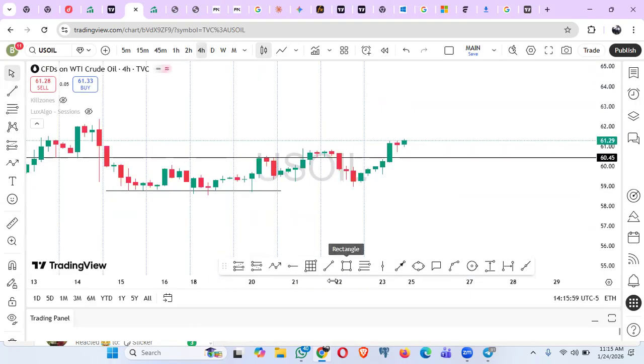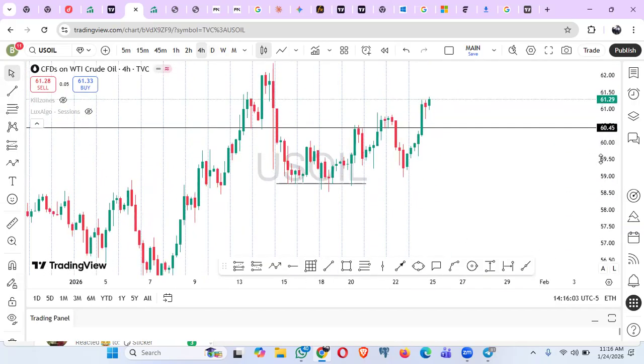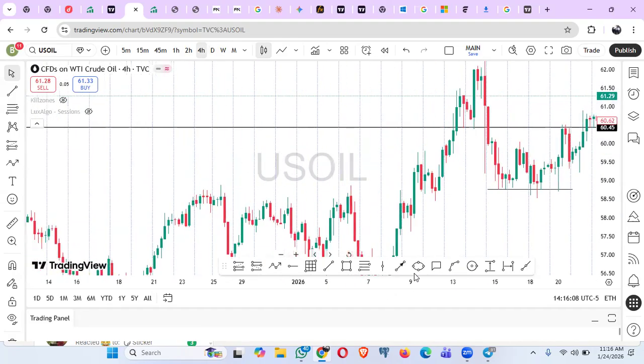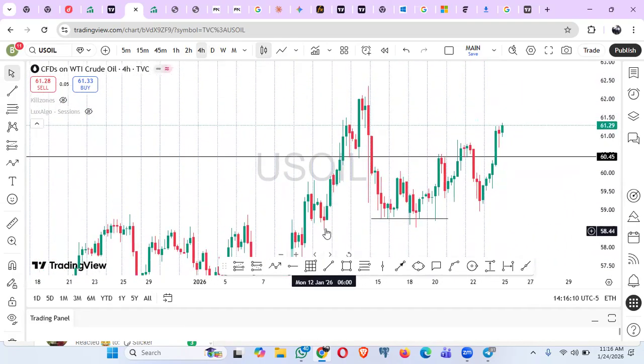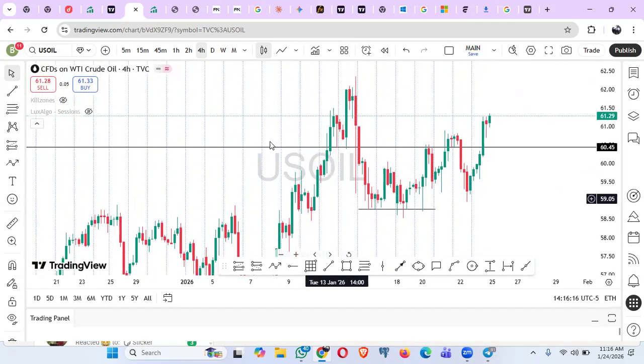Then on the 4 hour, what can we see? Nothing much. We had a range here. We can see this nice push again. So the market came back for this doji here. Now this is our doji candle. So this push, the market came for this doji.